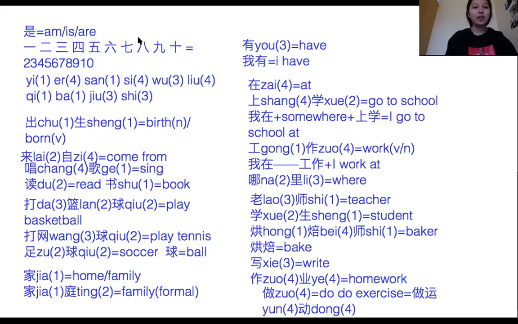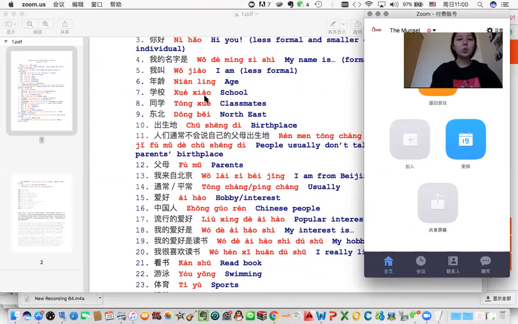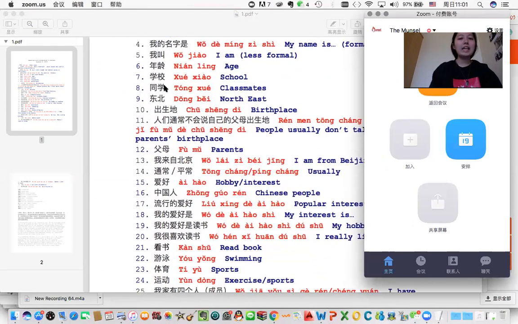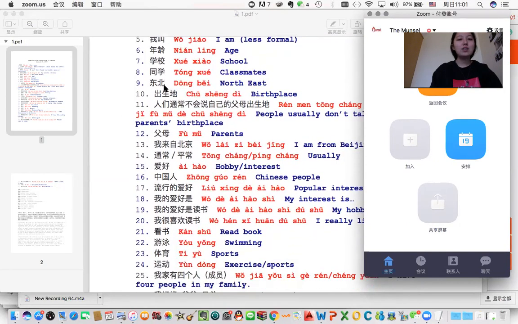Good. And seven, school. That's 学校. So you can also introduce a school by saying, my school is, that's 我的, change the name to school, 我的学校是, my school is. And eight is 同学, that's classmate. We just remember that.